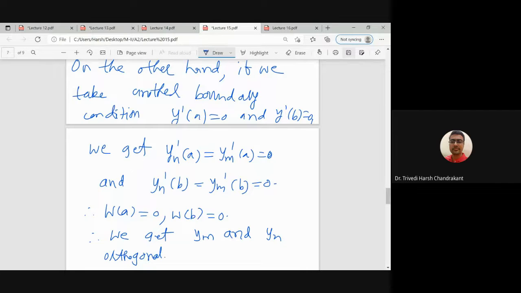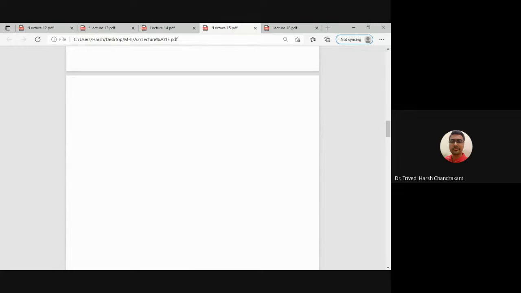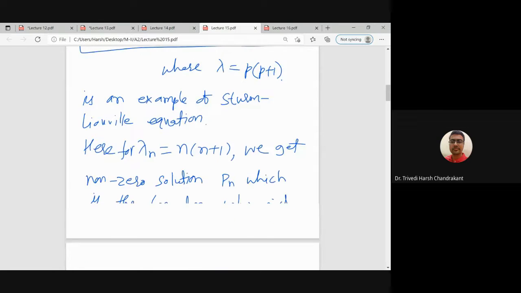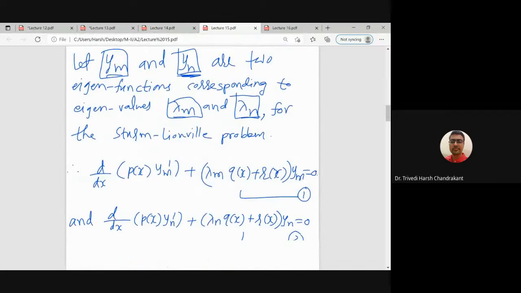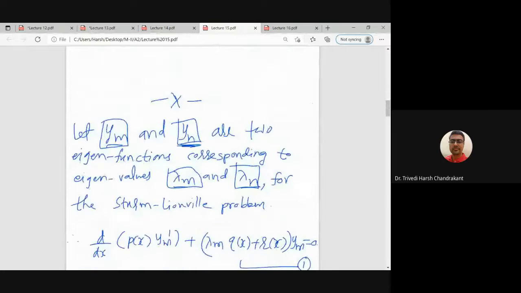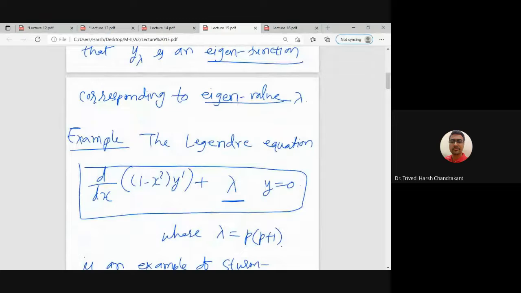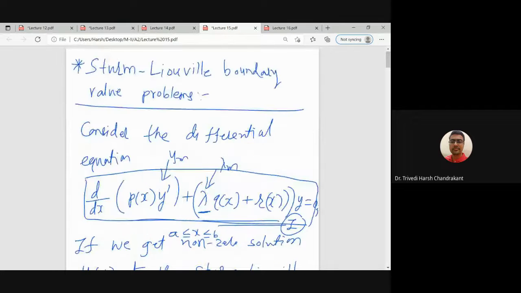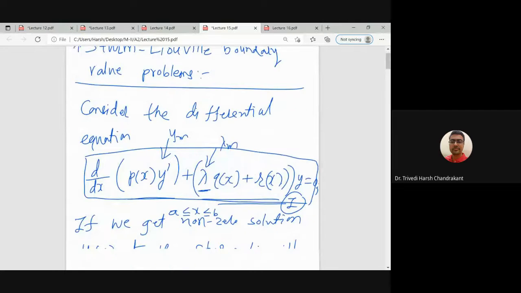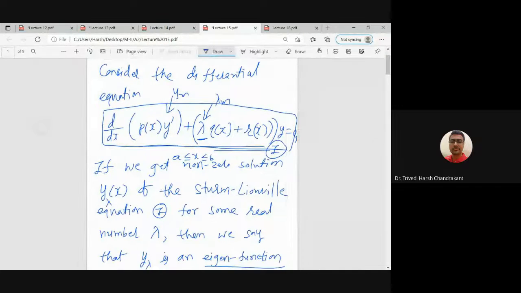Right. So let us go back to the example of Legendre equation. While Legendre equation is a special case of Sturm-Liouville problem, we know lambda is this, right? If you compare it with this equation, lambda is that. Why? Because the last term is, just a minute.